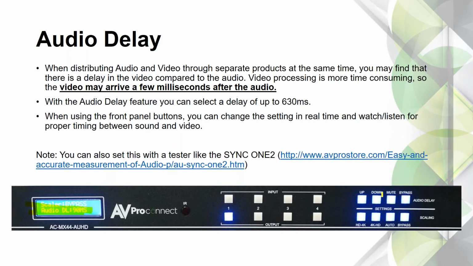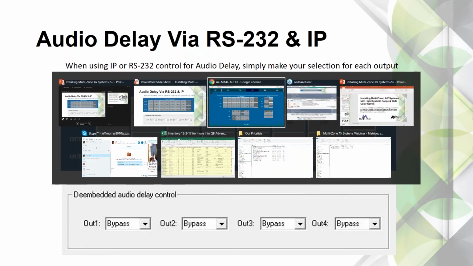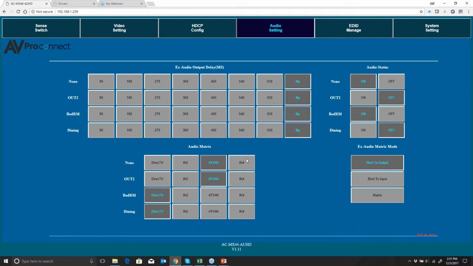Another look at the screen in both RS-232 and IP. While we're on the screen, I'll show you the rest of the audio functionality. So you've got the delay, of course, here in the middle. Then you've got audio status. That's where you can just turn audio off or on in a zone.